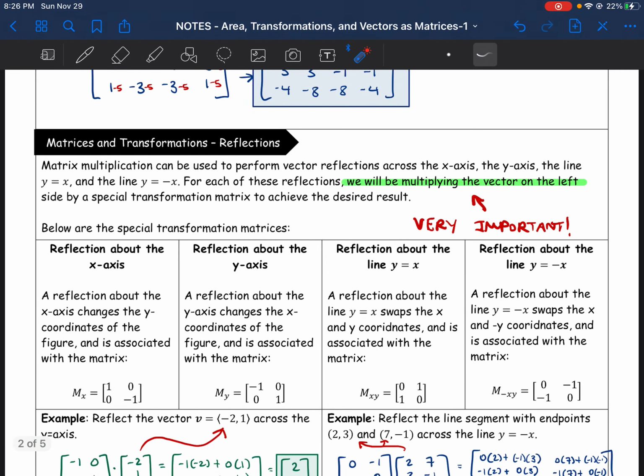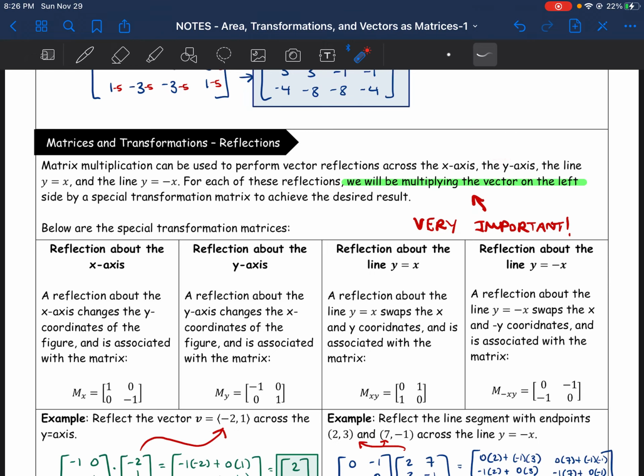The next transformation we're going to look at is reflections. So we can use matrix multiplication to perform vector reflections across the x-axis, the y-axis, the line y equals x, which is just a straight line with positive slope of 1, and the line y equals negative x, a straight line with slope of negative 1.